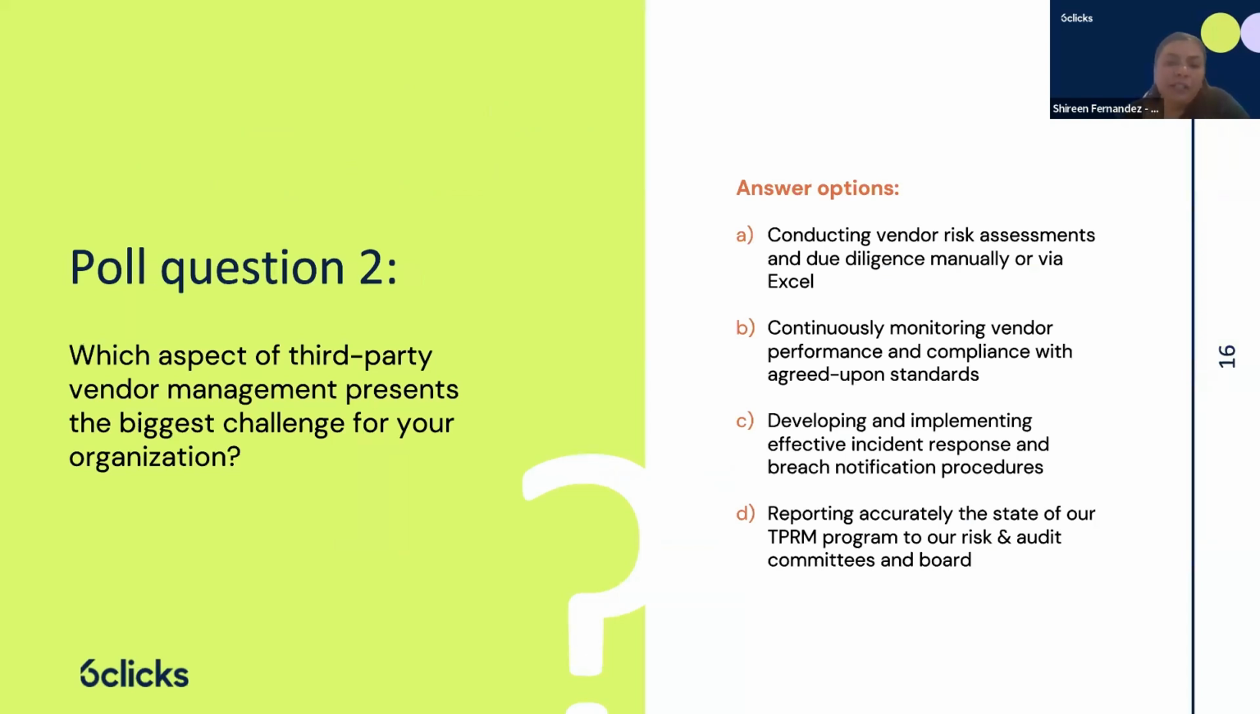Now, having covered all of that, we wanted to invite you into our second poll question, just to understand what is your biggest challenge today with third-party risk management. Is it your vendor risk assessments because they are manual, or is it the continuous monitoring, the frequency of those, the management of your third-party space, or is it developing an incident response when you become aware of a breach, or possibly it could be the reporting, right? So please, select the answer that is closest to your current challenge today.